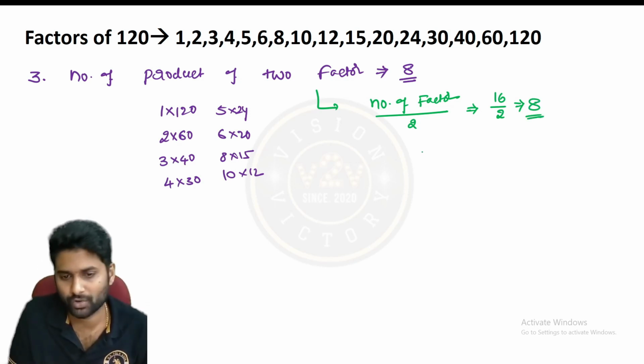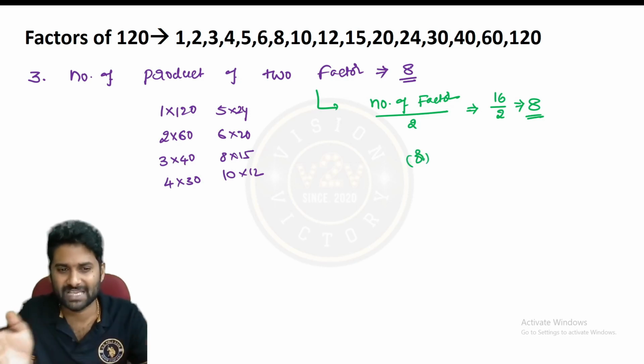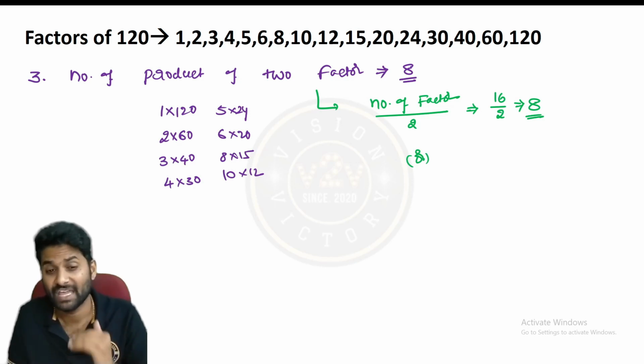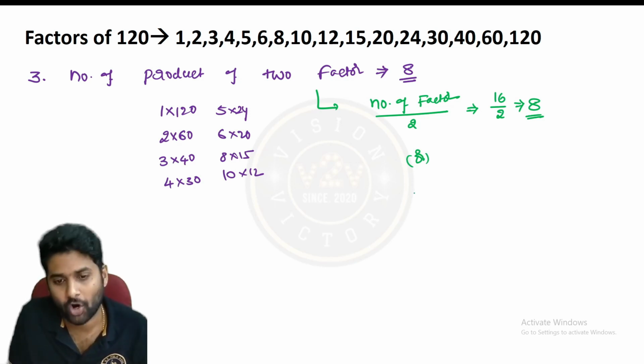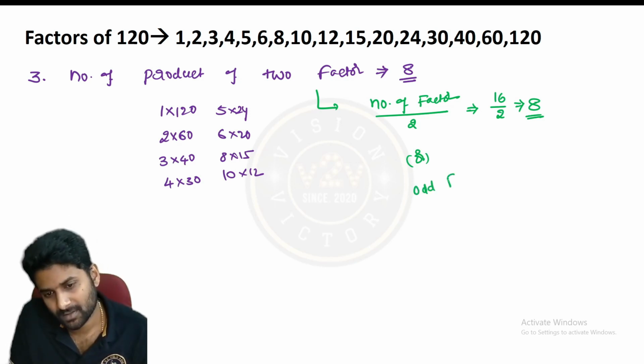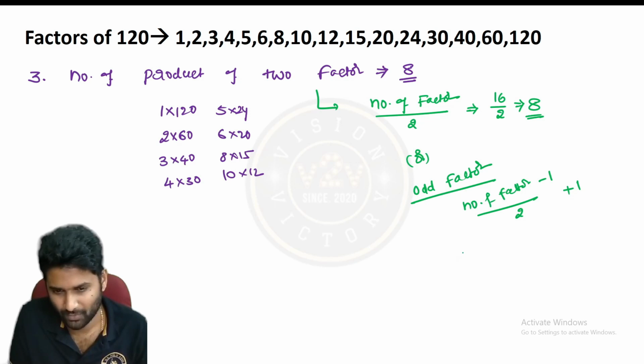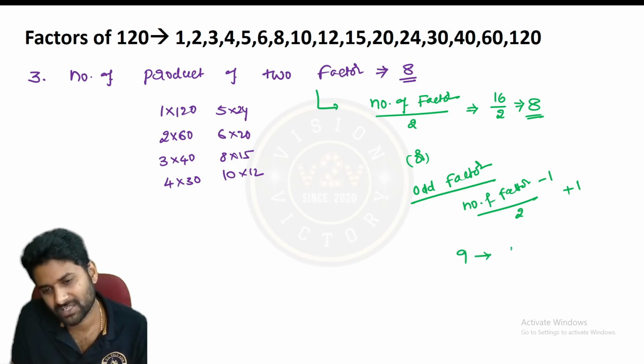Now you have one more doubt in your mind. Sir, if it is an even number of factors, we have 16 factors, we divide exactly and you get 8. If you get odd factors, what is the approach for odd factors? Same. Number of factors minus 1 divided by 2 plus 1. Let's take one example to understand this. For example, what are the factors for 9? Factors for 9 are 1, 3, 9.